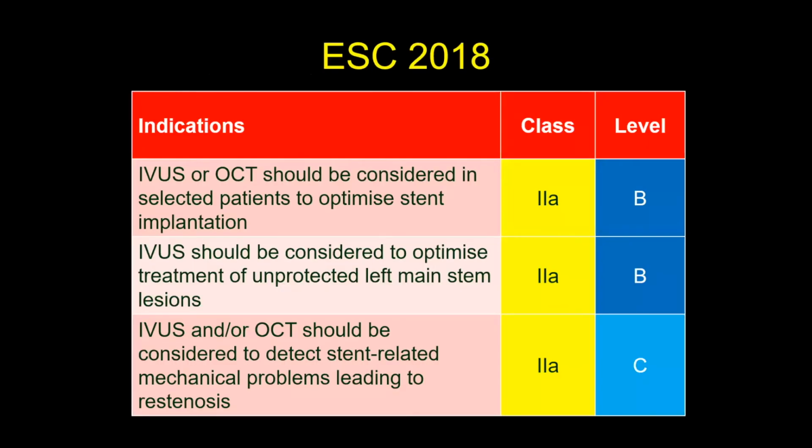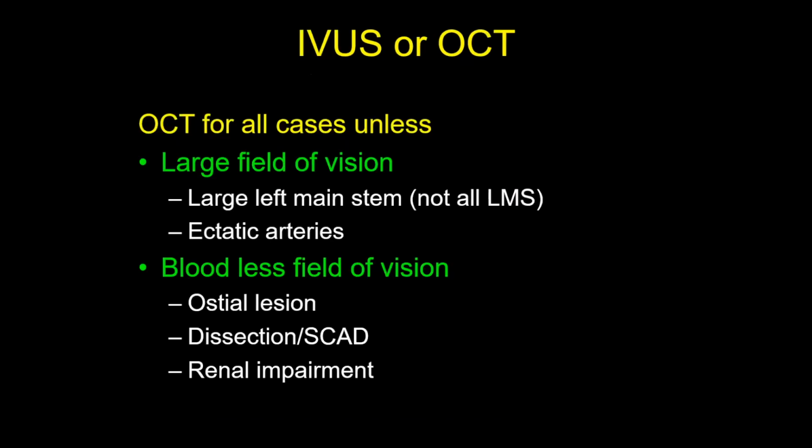Okay, ESC guidelines. Yes, there is a mention of both IVUS and OCT. You can use it for stent failure, and you can use it to optimize stent implantation. Data are coming, and hopefully, as said, with LUMEN 4, the indications and the level of recommendation may be upgraded. So that's my simplified version of when do I use OCT.